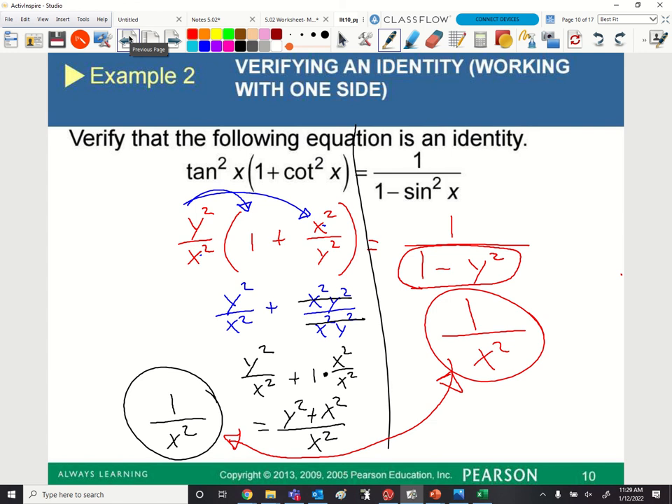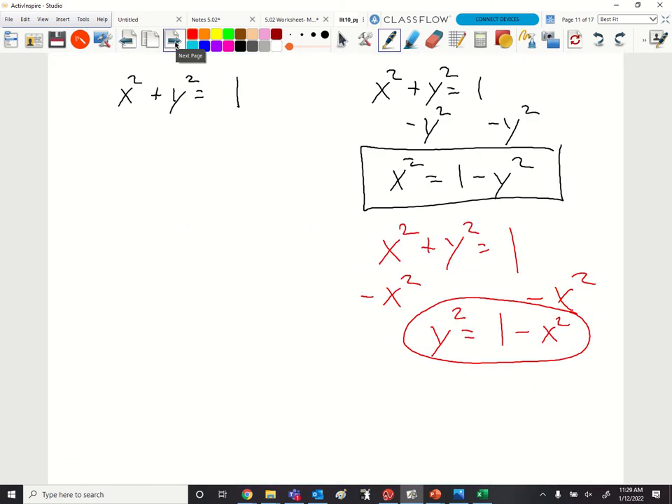So you said every time you see y squared, it can be replaced by x squared? No. 1 minus x squared. So right here, you have a y squared, it's going to be equal to 1 minus x squared. Okay. And if you have an x squared, you could replace that with 1 minus y squared. Does that make more sense?